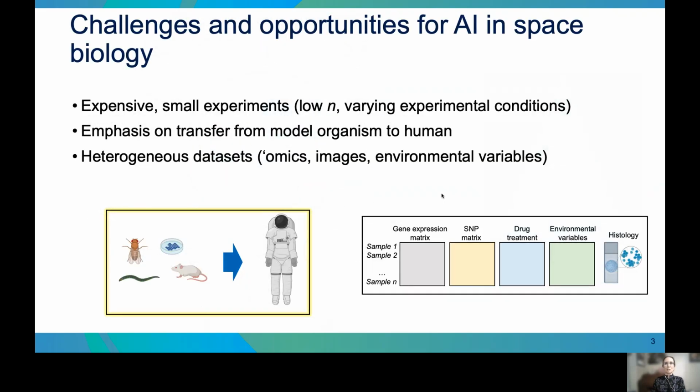There are multiple challenges and opportunities for AI analysis in space biology. AI has been used to great effect for analyzing large biomedical data sets, but space biology has its own unique constraints. These experiments sent to space tend to be very expensive, and so they end up being small with low sample number. There's also an emphasis on the transfer from model organism to human. Space biological data sets tend to be heterogeneous. We have data sets that have omics data and images and environmental variables all in the same experiment.